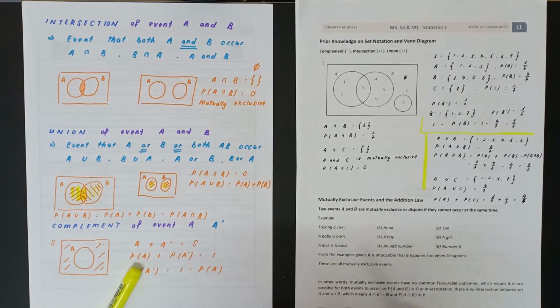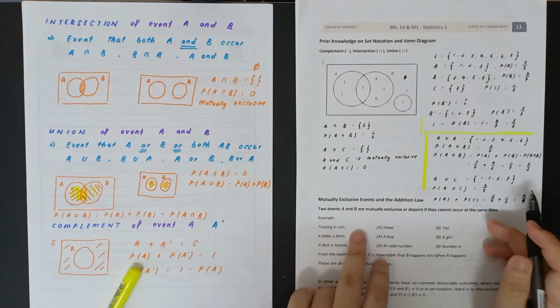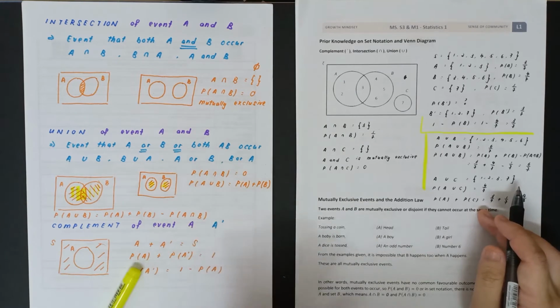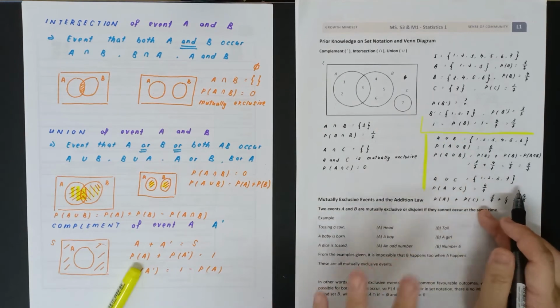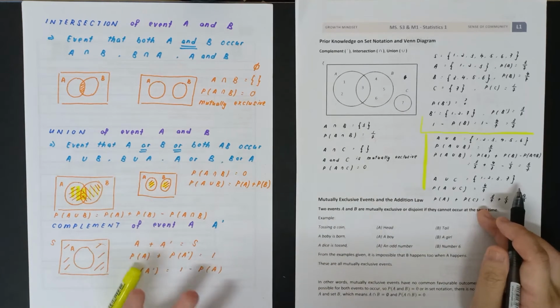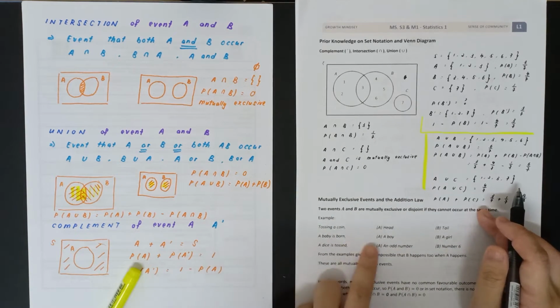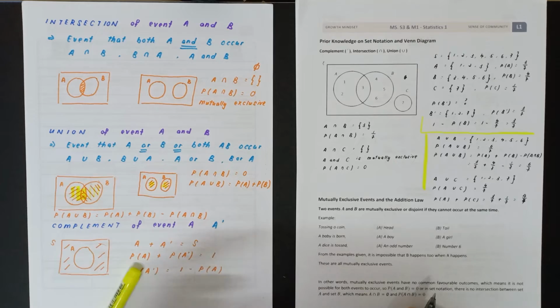So what are the examples for mutually exclusive? When you toss a coin, the event that you get a head and the event that you get a tail: you cannot get a head and a tail at the same time when we toss one time. It's the same thing when a baby is born, it's either a boy or a girl. It cannot be a boy and also a girl. For a dice, when it's tossed, you either get an odd number or you get number 6. You cannot get number 6 when you get an odd number. So for these examples, it's impossible that B happens when A happens. So all of these are mutually exclusive.